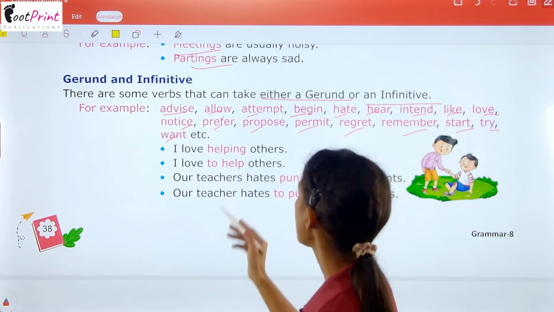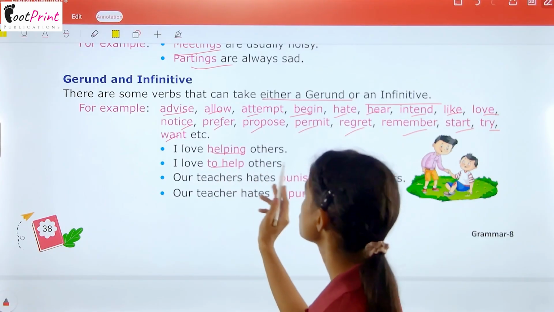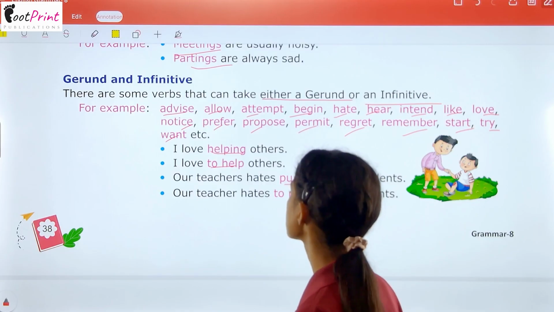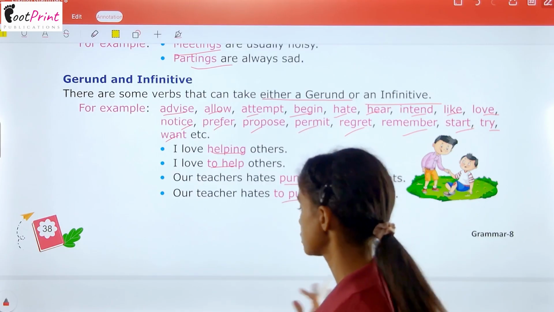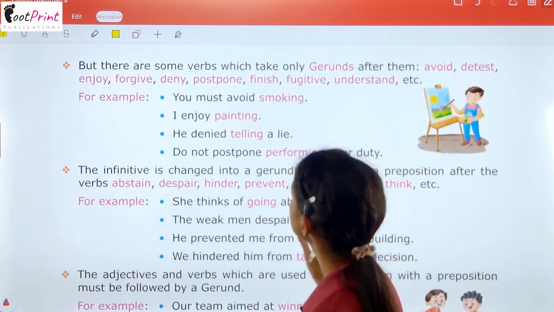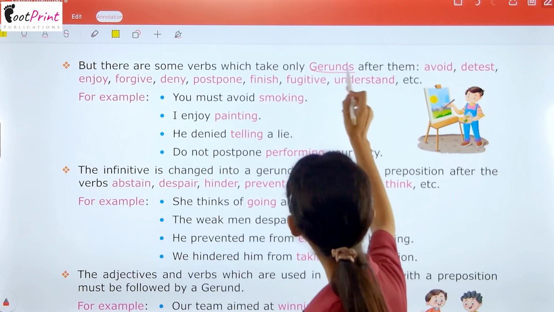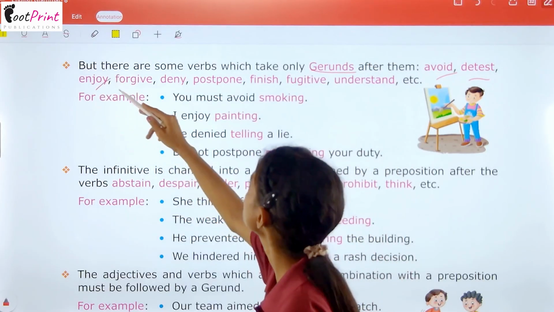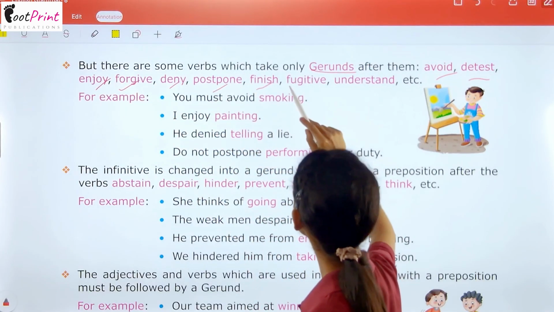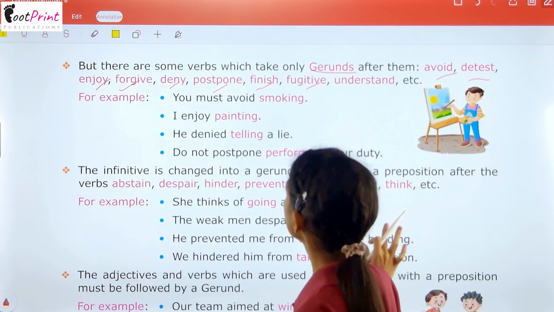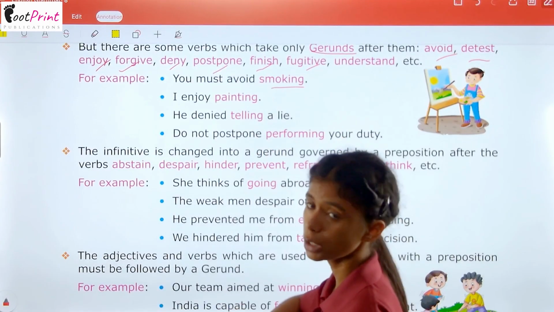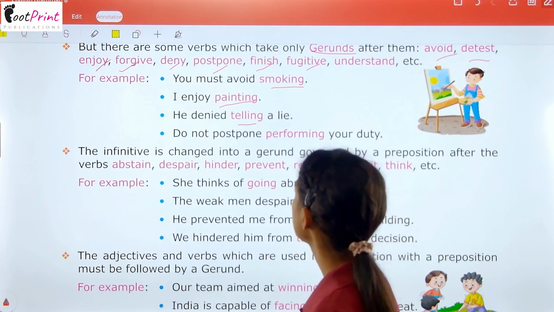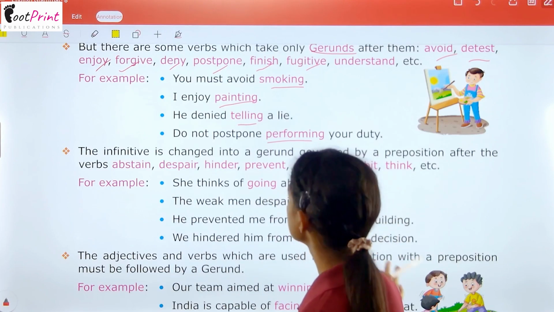For example, I love helping others. I love to help others. Both work. Our teacher hates punishing the students. Our teacher hates to punish the students. But there are some verbs which take only gerunds after them, like avoid, detest, enjoy, forgive, deny, postpone, finish, understand, etc. For example, you must avoid smoking. I enjoy painting. He denied telling a lie. Do not postpone performing your duty.